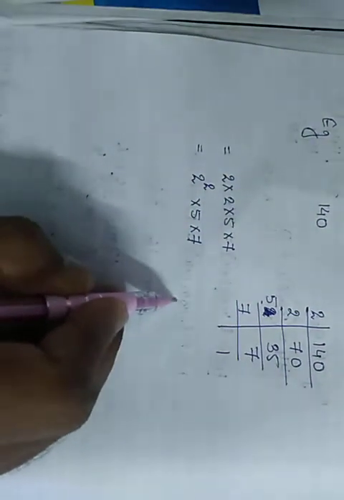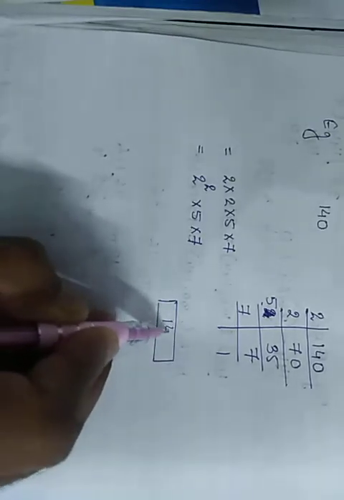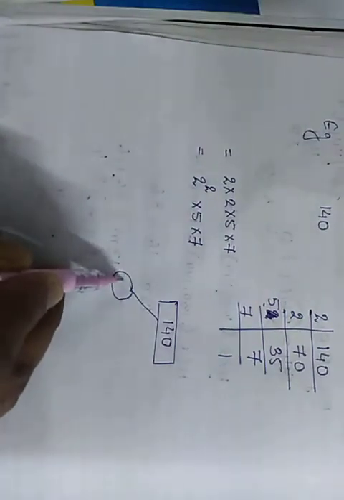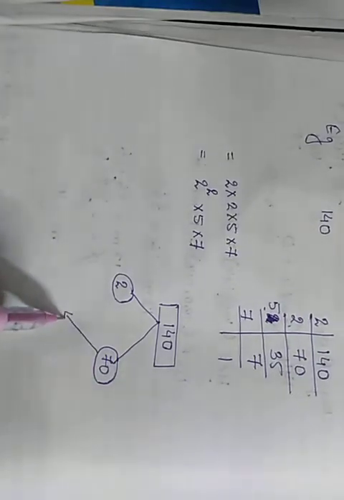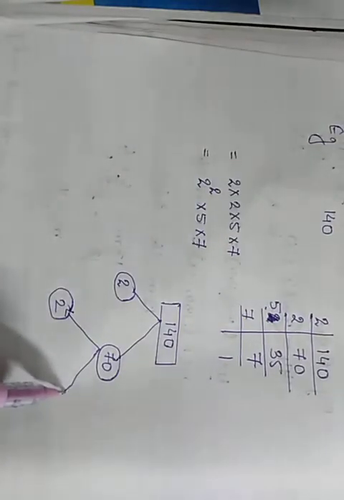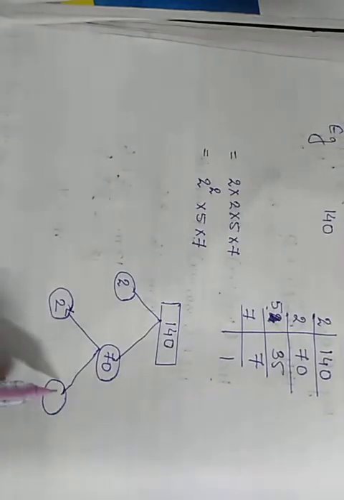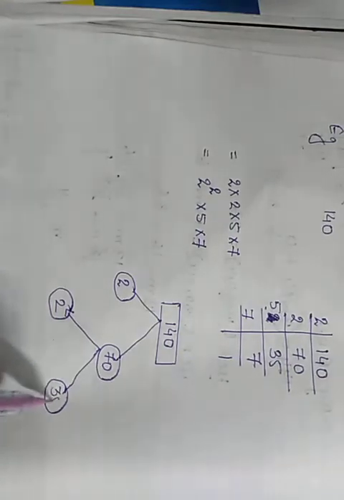We can represent this method as the tree method also. For the tree method, here we have 140. Now choose a number that can divide 140, that is 2. When we divide it, we will have 70. Now for 70, I will divide it by 2, and with no remainder, the answer is 35.